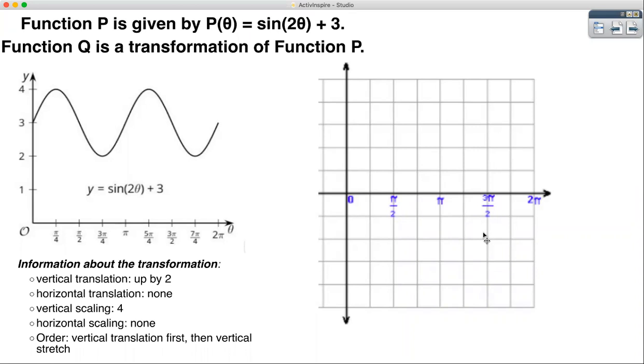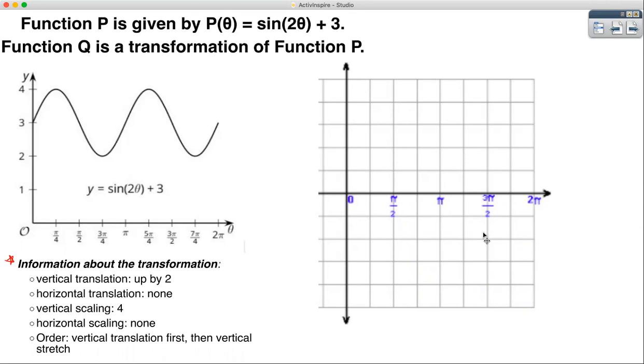All right, so here we go. Now you'll notice that my screen looks a little bit different, but it still has all of the same information from before. It just has a new graph included because we do have to sketch the graph of function q. So let's get started. The first thing the transformation is telling us is that there is a vertical translation by 2. We're going up by 2.